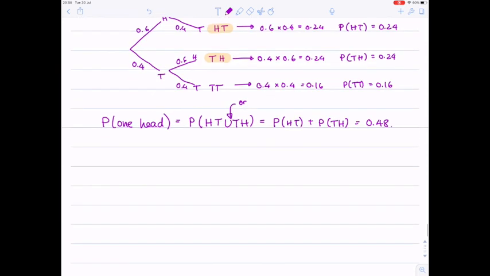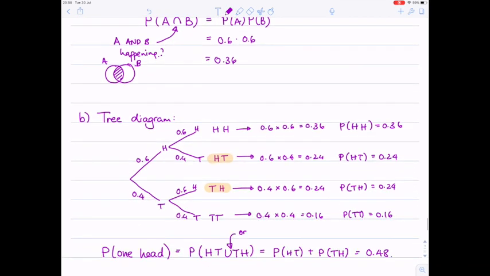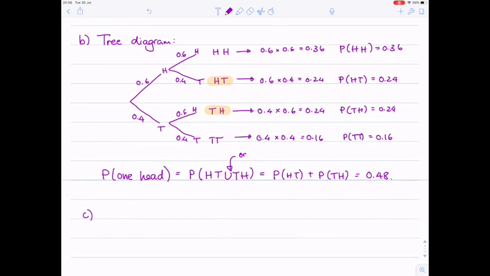Okay, so our next question is asking what is the probability of obtaining no heads? And there are different ways you could do this, but the easiest way is to just say, well, the probability of no heads must be equal to the probability of getting both throws giving a tail. So that must be, if we read off from here, 0.16.